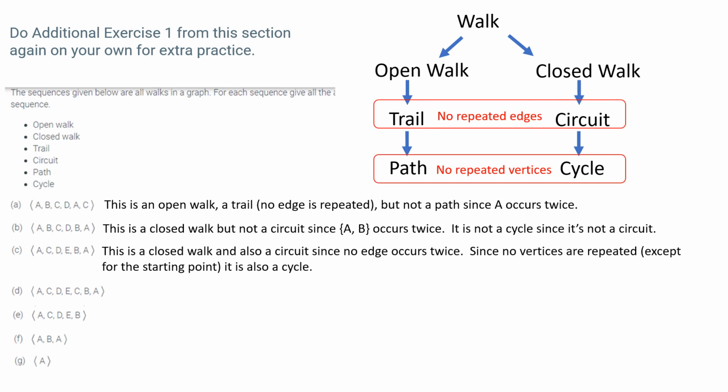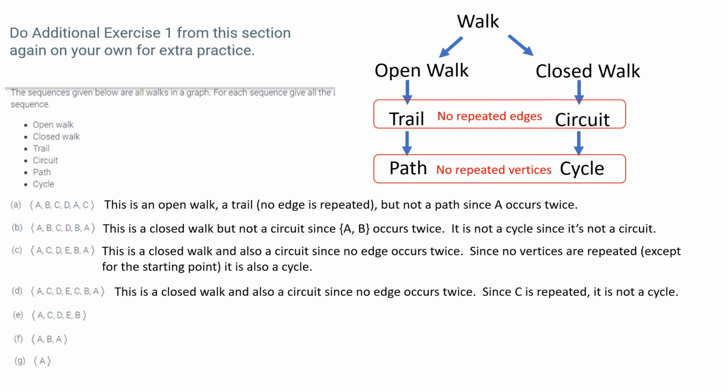Okay, let's go to D. A, C, D, E, C, B, A. So it's a closed walk. I see some vertex listed more than once, but first of all, we don't want to go there yet. We want to see what about the edges. So AC, CD, EC, CB, BA. I don't think... let's see here. Yeah, no edge appears twice.